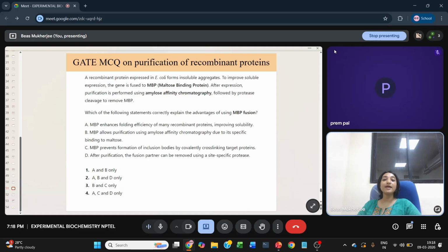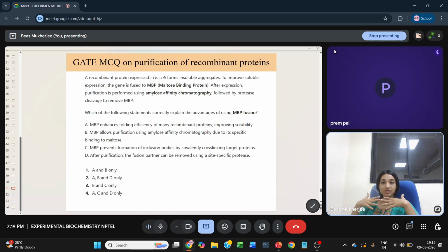Okay, now MBP enhances folding efficiency for many recombinant proteins, improving the solubility. Right, MBP allows purification using amylose affinity chromatography due to its specific maltose binding affinity. Its name is only maltose binding protein, correct? So if the column has maltose, it is definitely going to bind to it and it is going to assist in purification. Now, MBP prevents formation of inclusion bodies by covalently cross-linking target proteins. After purification, a fusion partner can be removed using a site-specific protease.